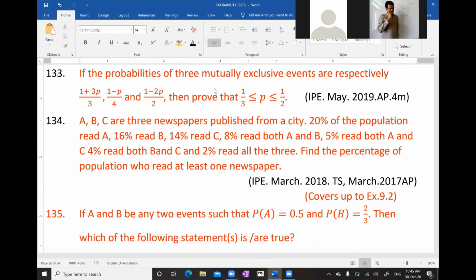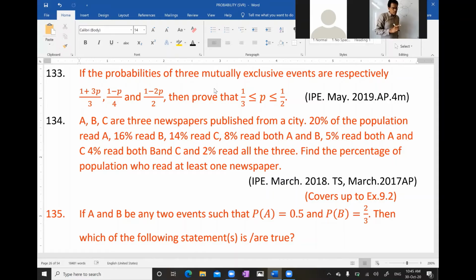Both A and B, 8% read both A and B. A and B means the whole thing, this convex lens shape, 8%. But actually, before going to the last one, 2% read all the three. 2% all the three means this triangular shape, this is all the three. This is 2%. I wrote the last sentence, my dear. 2%. Now I'm coming back to the first.